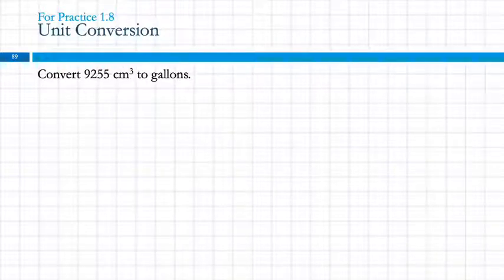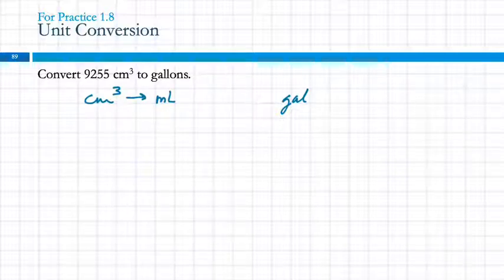So on this one, convert 9,255 cubic centimeters to gallons. So where am I starting? I'm starting with the centimeters cubed. And where am I going? I'm going to gallons. How am I going to get there? Centimeters cubed is the same thing as milliliters. So I could convert to milliliters quite easily.